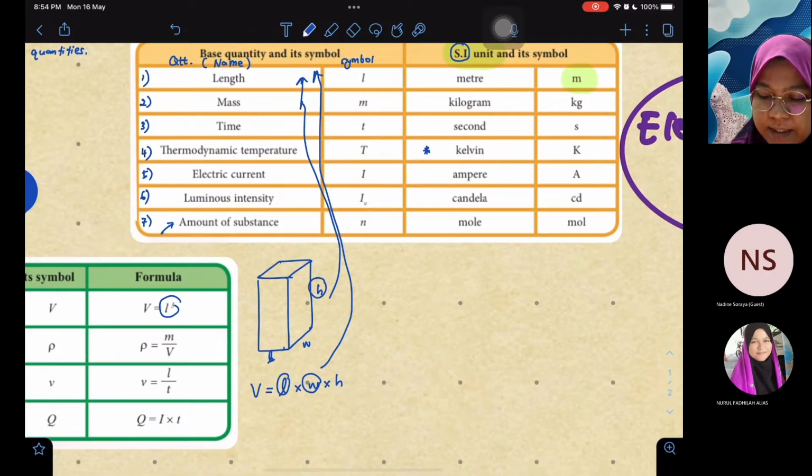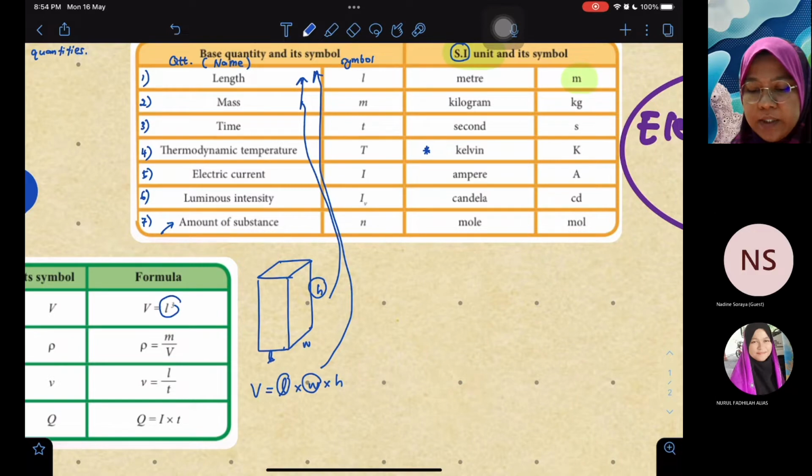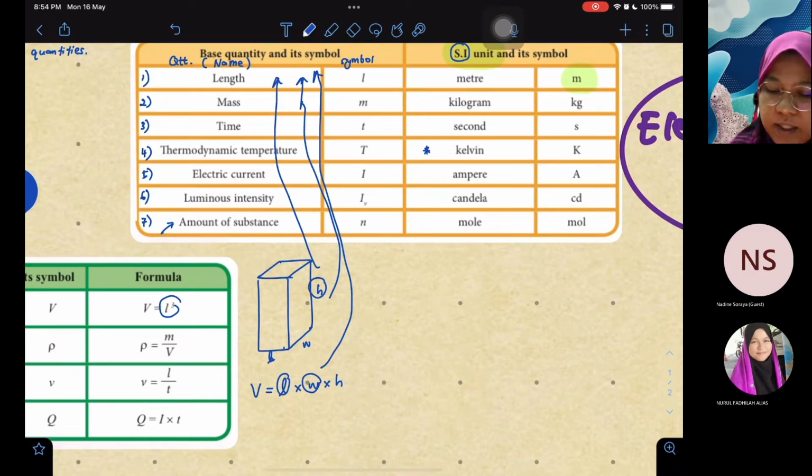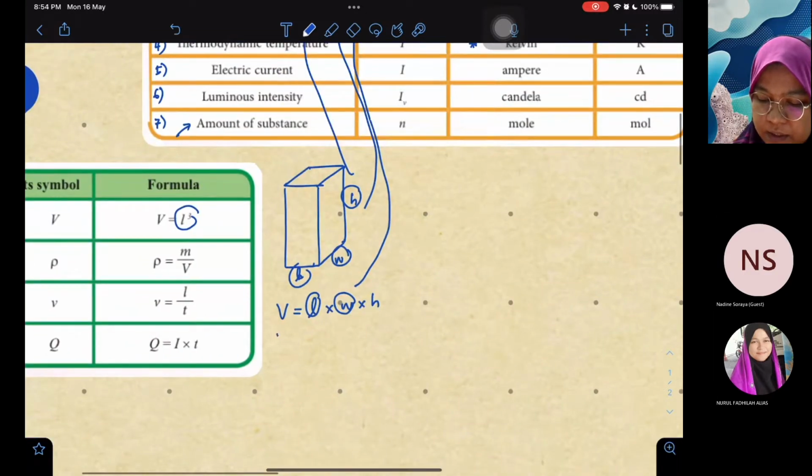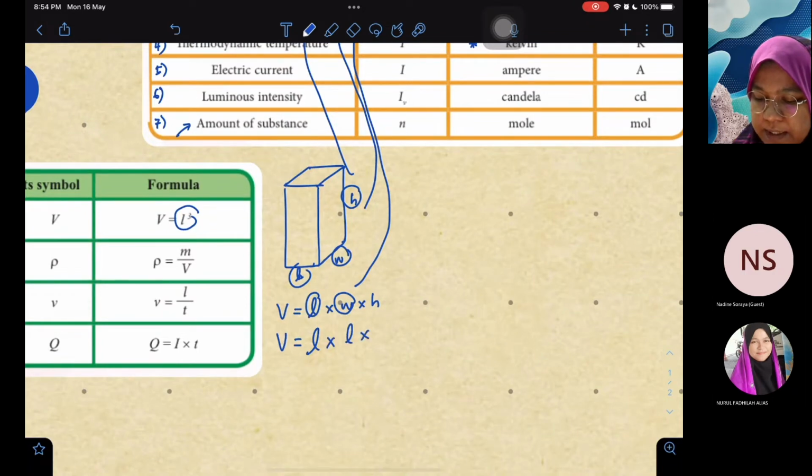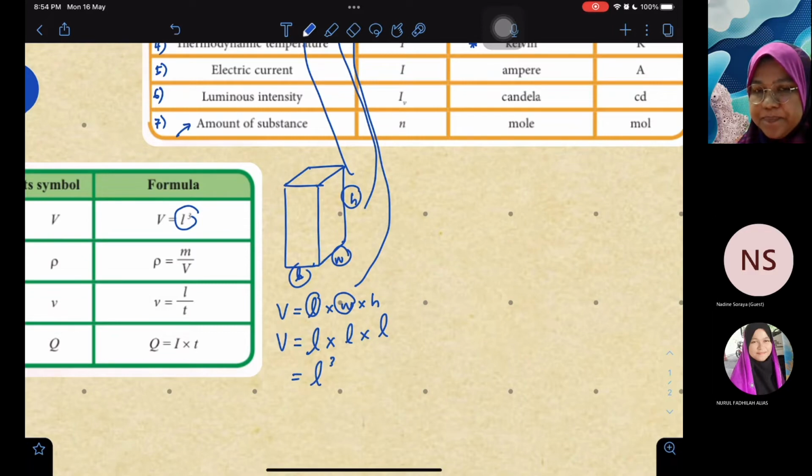And then this is height. How do you measure height? Kita guna ruler. So ruler is an instrument to do what? To measure length. So actually walaupun nama dia macam berbeza-beza, tapi they are all length. So that's why kita kata volume actually adalah daripada length times length times length. So kita dapat length to the power of 3.